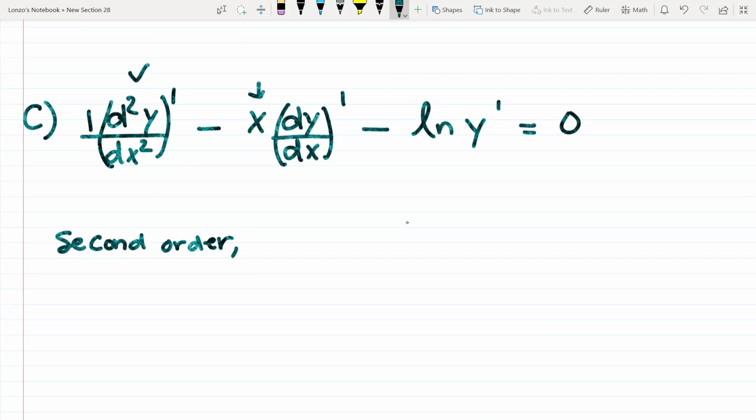Now, what about this one? We have ln of y prime. Yeah, this is not good because this ln is not okay. y prime is the same thing as dy over dx to the power of 1. That's fine. It's just that ln is not linear. I think it would have worked if it was ln of x times y prime. That'd be fine. But because ln of y prime is not linear, it makes the equation nonlinear.